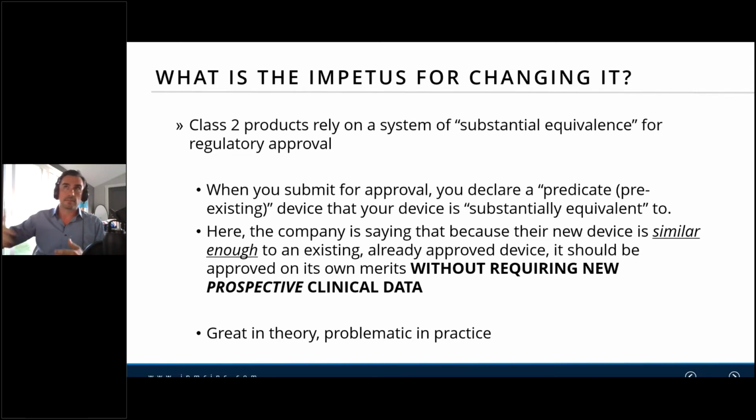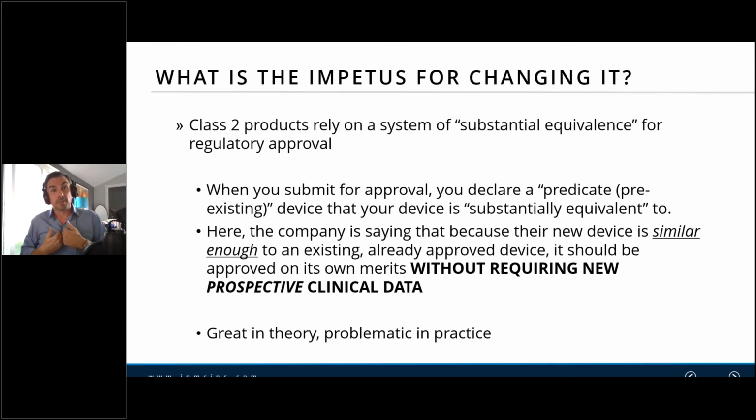You've got a product. I'll take orthopedics as an example. A lot of 510K products in the orthopedics world. Company A has got a set of bone screws and spine cages and plates. Company B says, well, we can make bone screws and plates and cages as well.